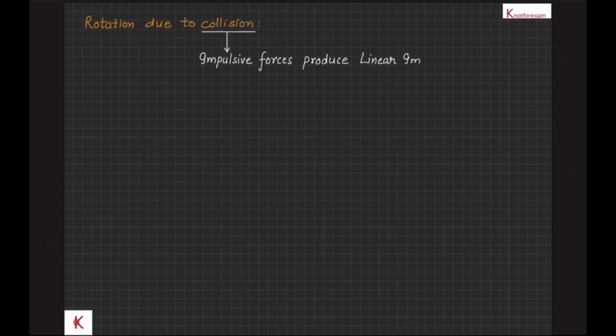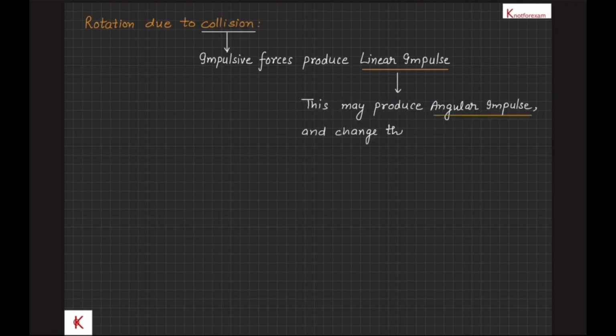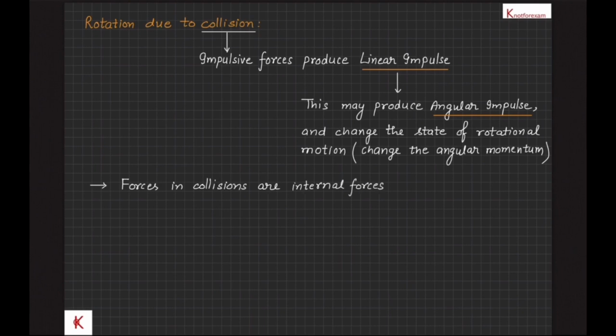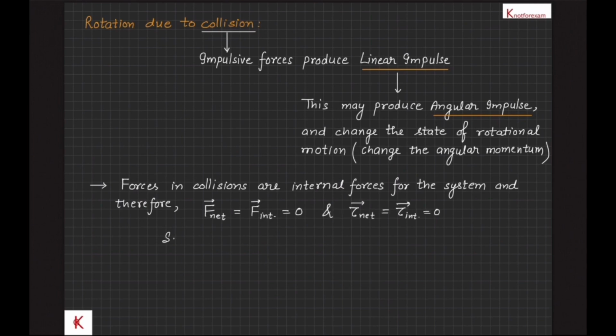We are going to discuss rotation of a rigid body due to forces involved in collision. Impulsive forces during collision produce linear impulse, and this may produce angular impulse and change the state of rotational motion or change the angular momentum. Also, forces in collision are internal forces for the system, and if external forces are comparatively very weak, then net force on the system is net internal force, that will be 0. Also, net torque is equal to net internal torque, which is 0. So, linear momentum and angular momentum will be conserved.